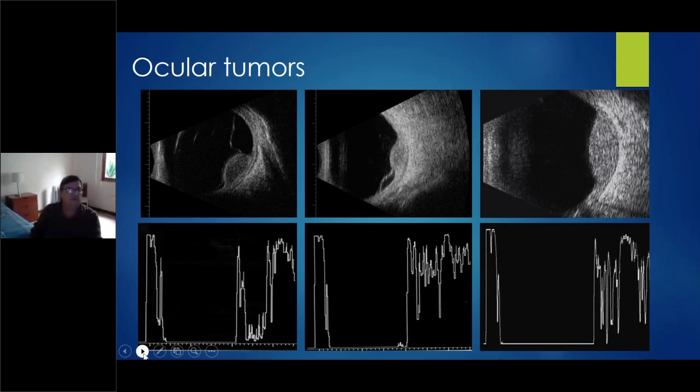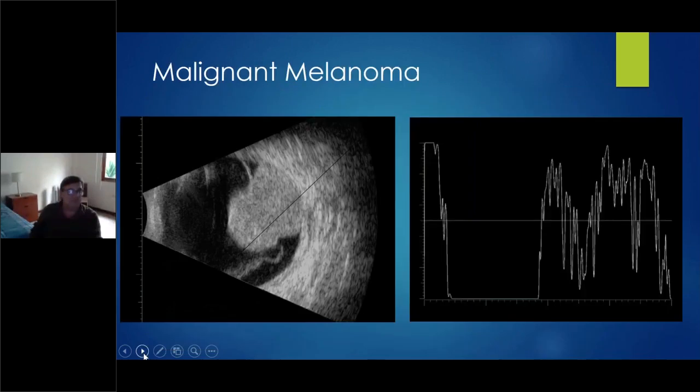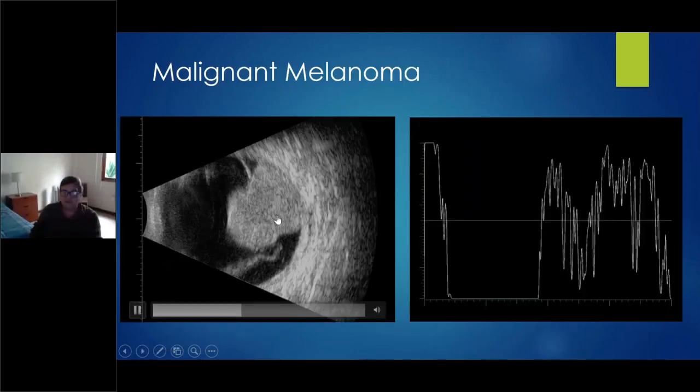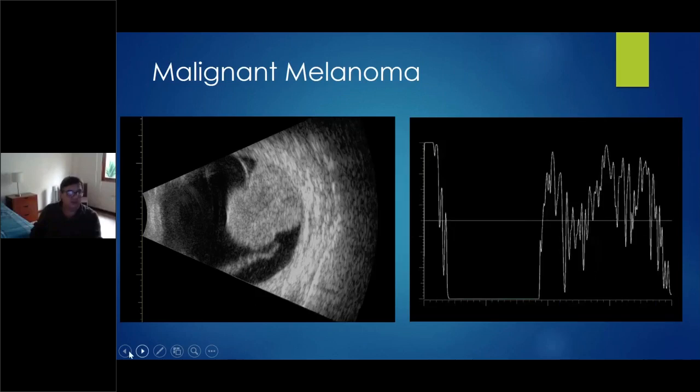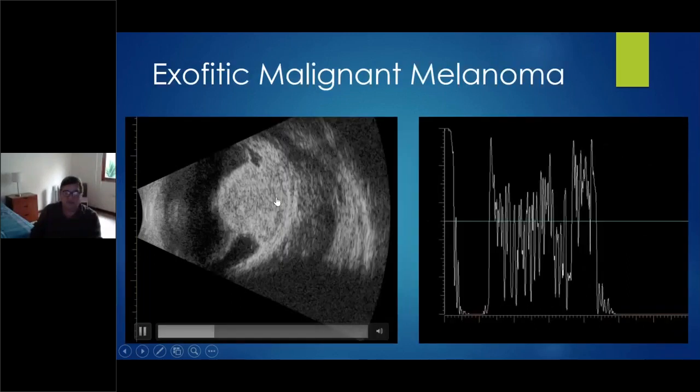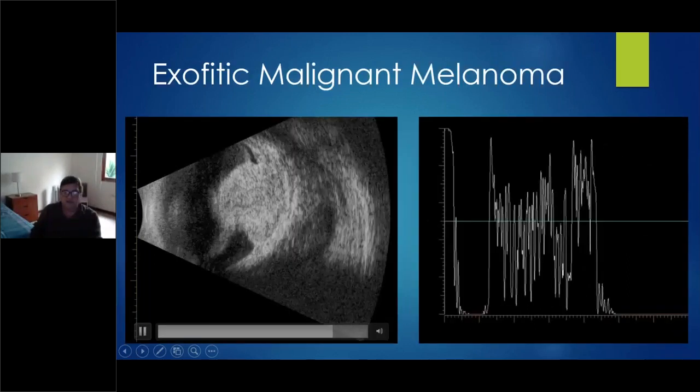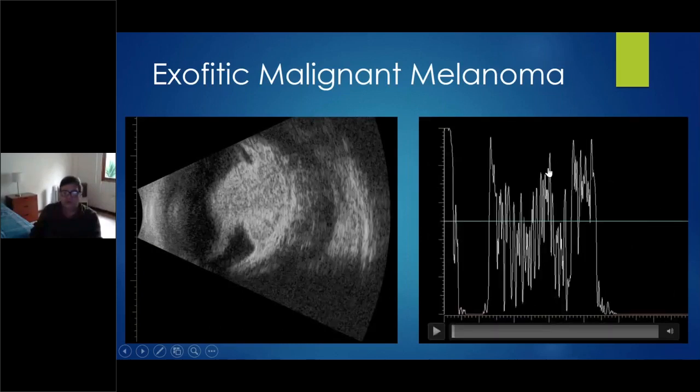Then this is a malignant melanoma with internal vascularization. You can see it here, and you can see it with the standardized mode very easily. Exophytic: you can also see with B mode that the tumor is not only intraocular but also extraocular in the orbit, and also in A mode you can see the intraocular part and the extraocular part in that patient.